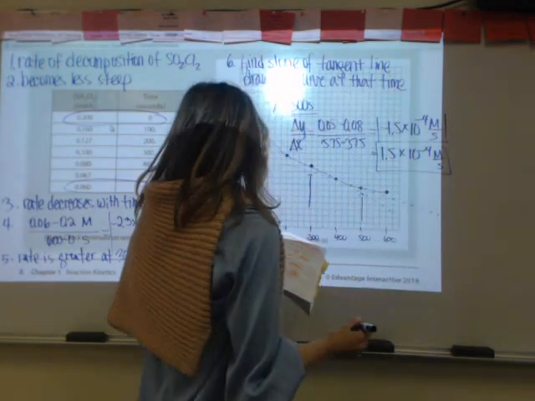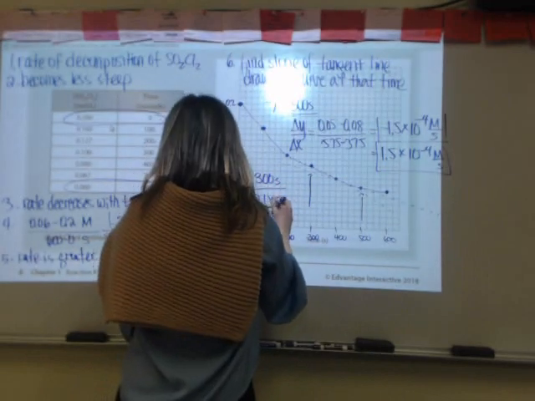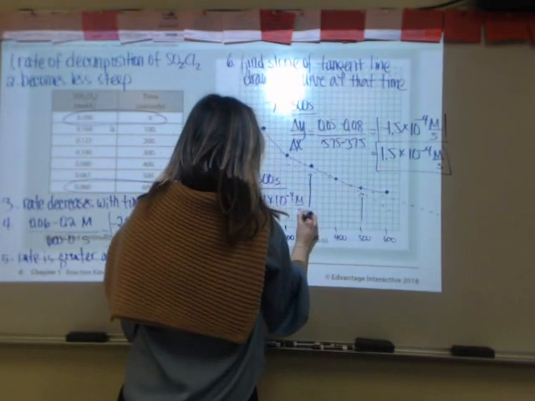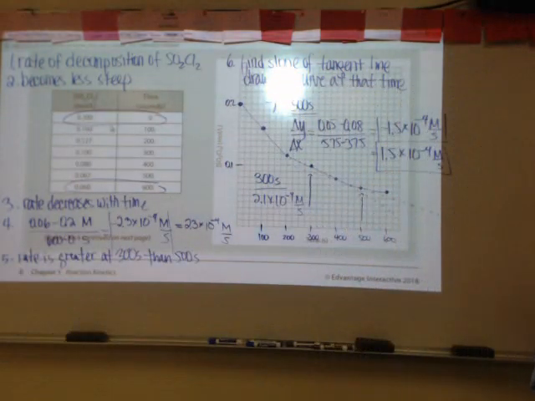Now, when I did it for 300 seconds, I ended up getting 2.1 times 10 to the negative 4th. Now, depending upon where you drew your tangent line and how you plotted things, what points you picked, you're probably not going to get exactly what I got. Yours will be slightly different.